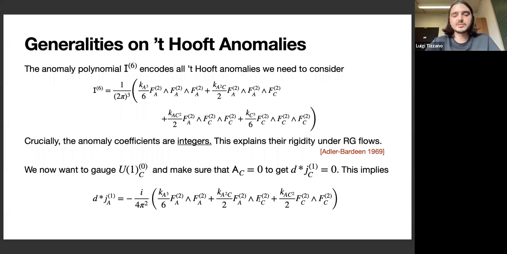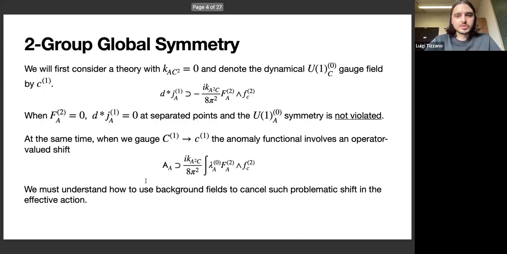Okay, so there are 3 pieces now. One that is the cubic anomaly for A, and then there are these 2 pieces that I have to study under gauging of the symmetry C. Perfect. So let me first begin by the situation where we have a theory in which the mixed anomaly that has 2 legs with C and 1 with A is 0.